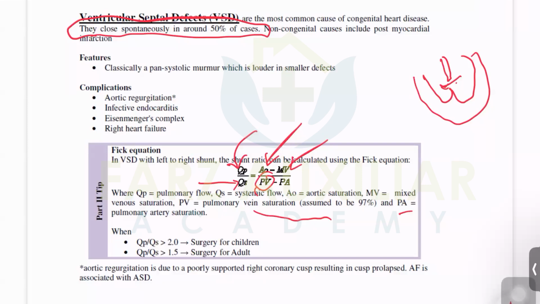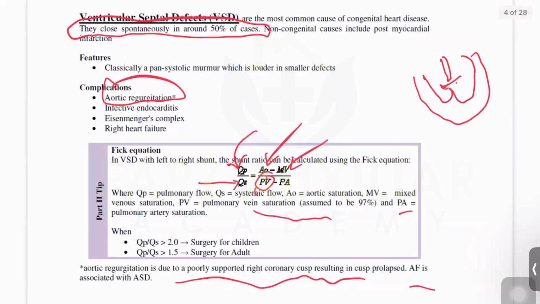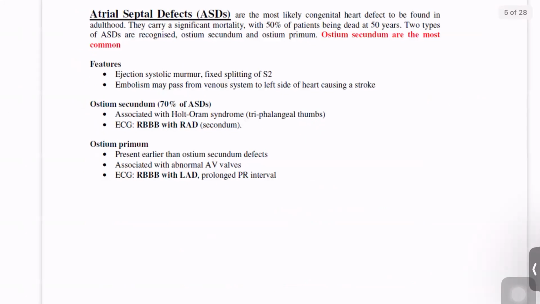Aortic regurgitation, as we saw here, is basically because of a poorly supported right coronary cusp, resulting in prolapse of the cusp. So if somebody asks you, aortic regurgitation is associated with VSD. What is the most common arrhythmia associated with ASD? It is atrial fibrillation. We'll do that in the next.